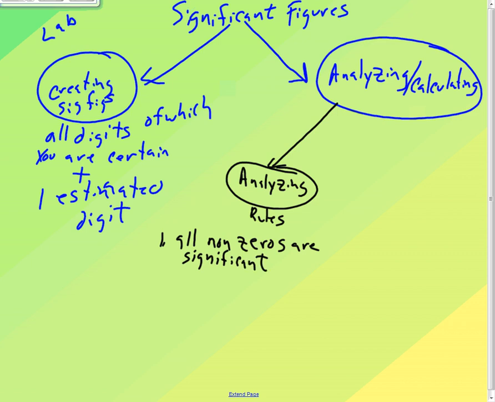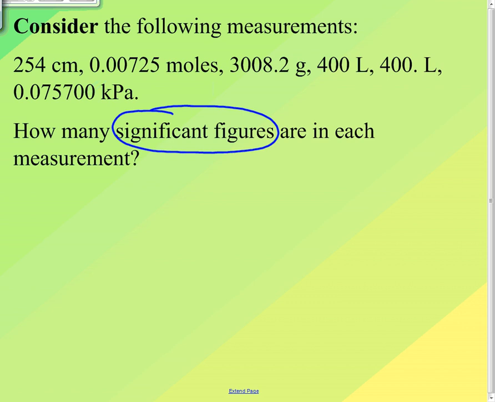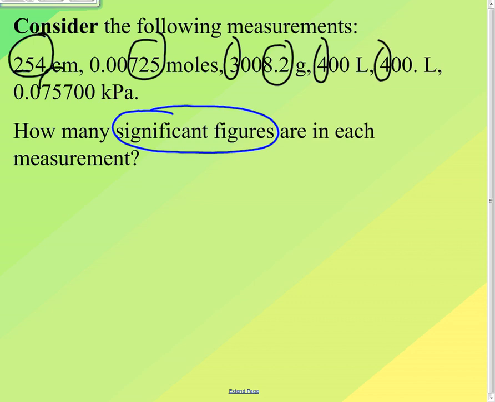So all non-zeros are significant. So we can go back to our question and look at what we find. We've got a non-zero. We have 3 non-zeros there. We have 3 non-zeros there. I have 1 and 2 non-zeros there. I have 1 non-zero, 1 non-zero, and 3 non-zeros.